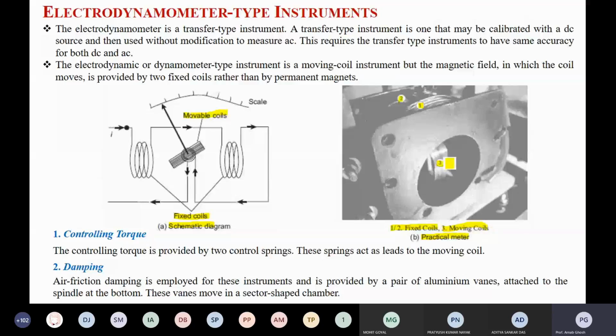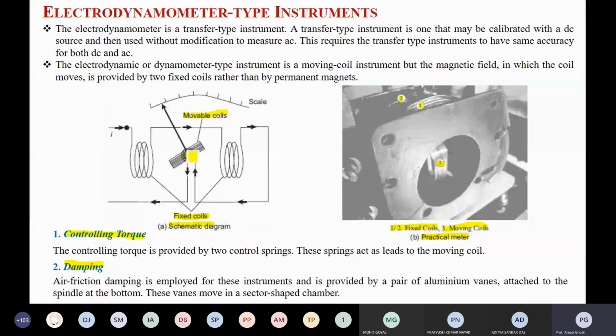Similarly to your previous instrument, it has important torques: one is the controlling torque, and another is the damping torque. The controlling torque is provided by two control springs. These springs act as leads to the moving coil. From this diagram you can see that the controlling torque is provided by two controlling springs.